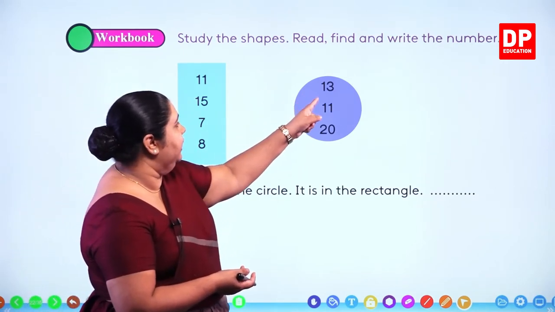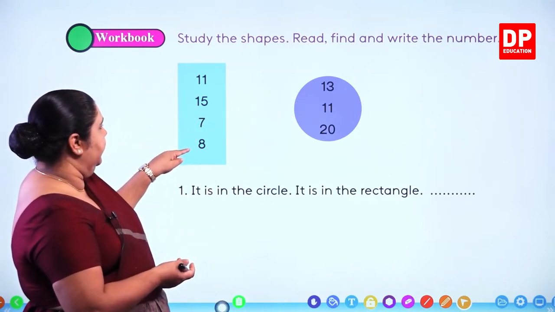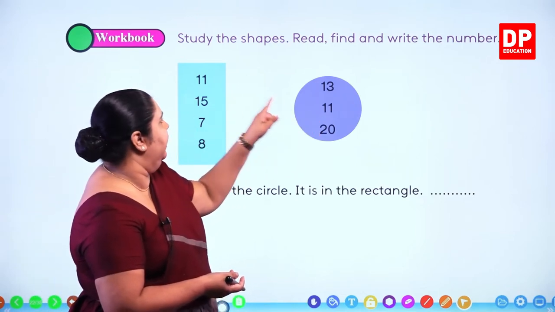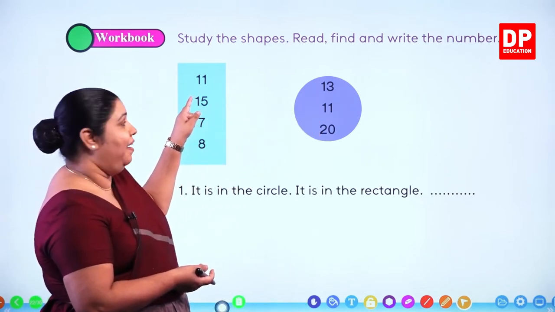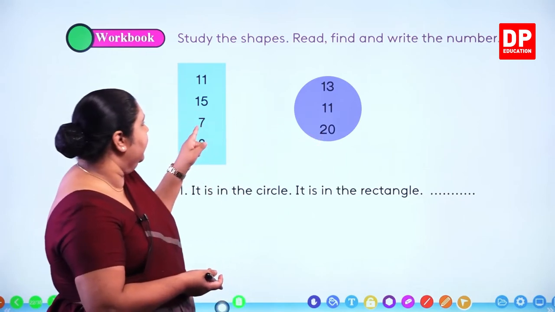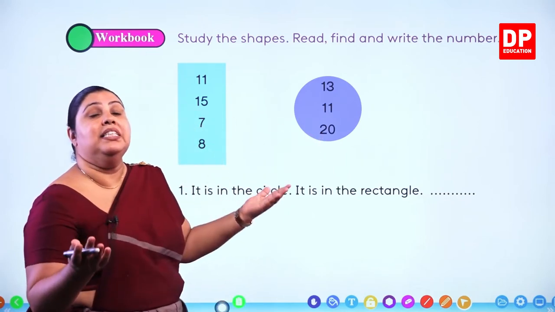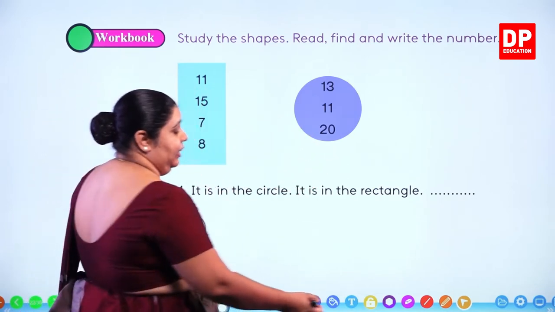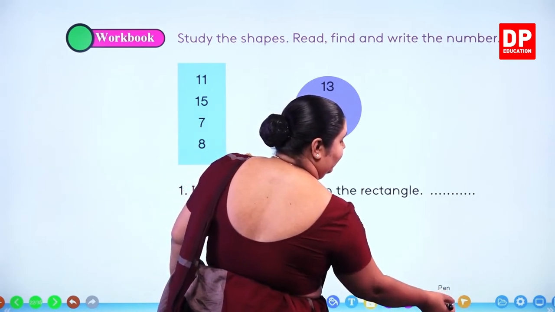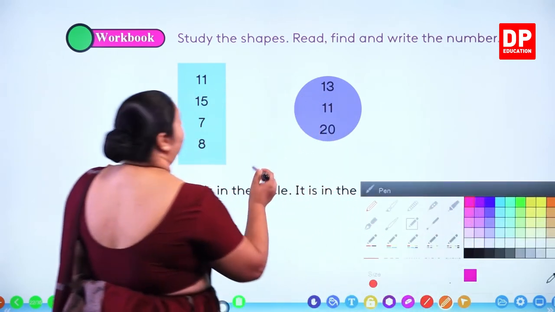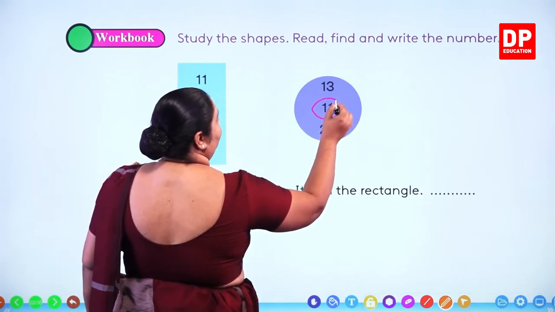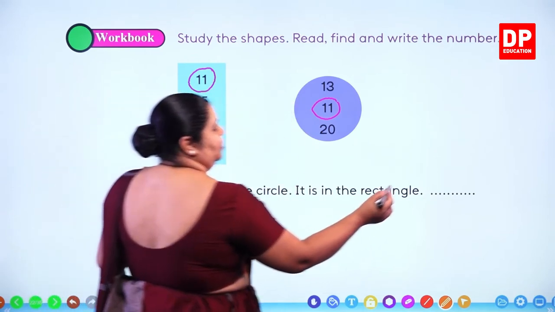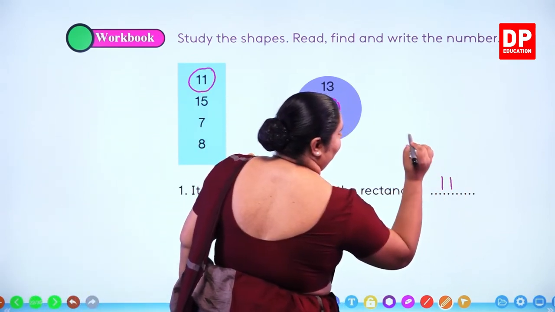Let's see. Number 13. Do we have number 13 in the rectangle? No. Do we have number 11 in the rectangle? Yes, we have. Do we have number 20 in the rectangle? No. Then what is the number that we have in the circle as well as the rectangle? Let's take that number. We will circle it. And the number is number 11. Number 11 we have in the circle and in the rectangle. So we have to write the answer 11.